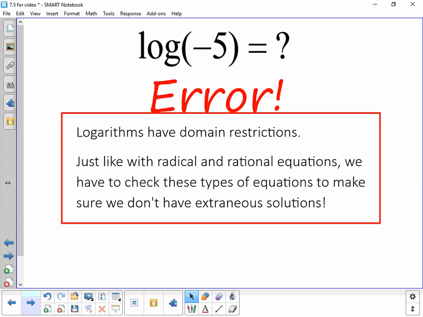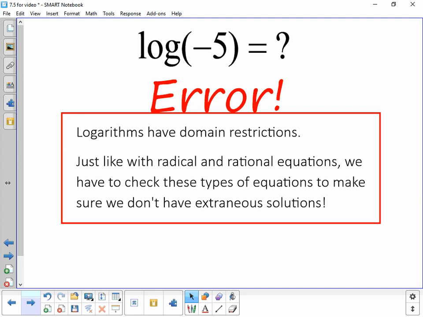It's very similar with radicals and with some rational equations. You may have domain restrictions. You may have x values that just don't work with those functions and cause errors. We've seen those a couple of times so far this year, and logs fall into this category of possibly having extraneous solutions. So it's important to check your answers when you're solving a log equation.